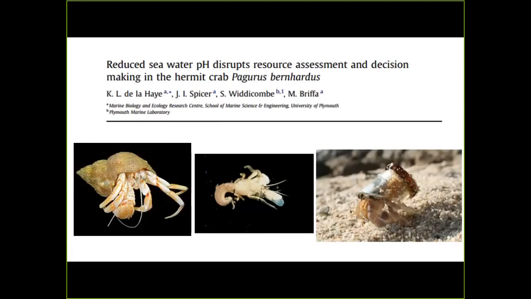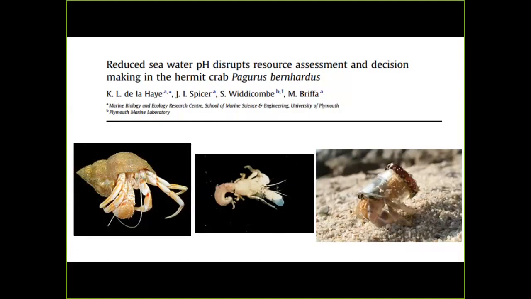So, reduced seawater pH disrupts resource assessments and decision-making in this hermit crab, Pagurus bernhardus. So here's a hermit crab. Hermit crabs are really weird crustaceans.